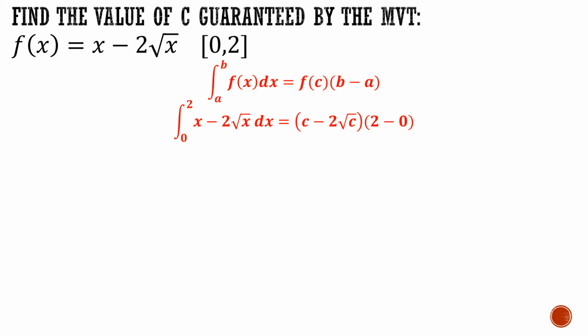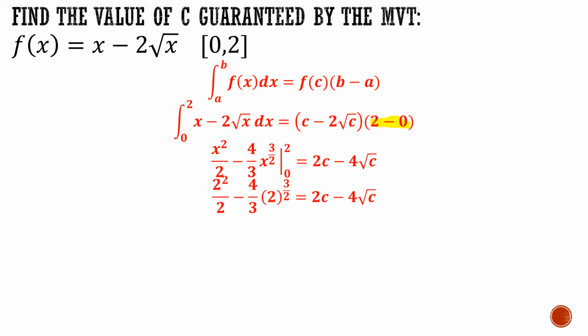All right, so cleaning that up, I get the integral on the left-hand side to be x squared over 2 minus 4/3 x to the 3/2 from 0 to 2. And then what I did on the right side was I took this 2 minus 0, which is just 2, and I distributed it into my parentheses. So I get 2c minus 4 root c. Now again, working on that left-hand side and plugging in my bounds, I get 2 squared over 2 minus 4/3 times 2 to the 3/2. And then technically I plugged in the 0, but we should be able to tell that that 0 is going to just give us 0 when we plug it in.